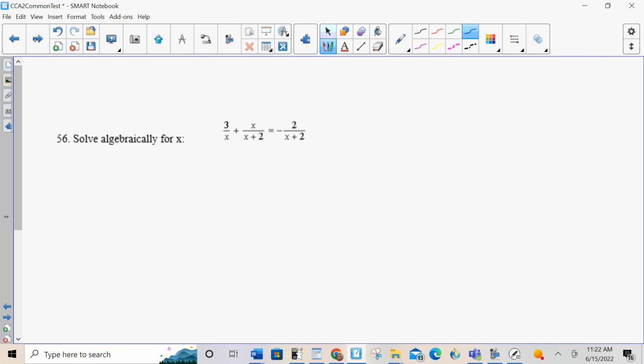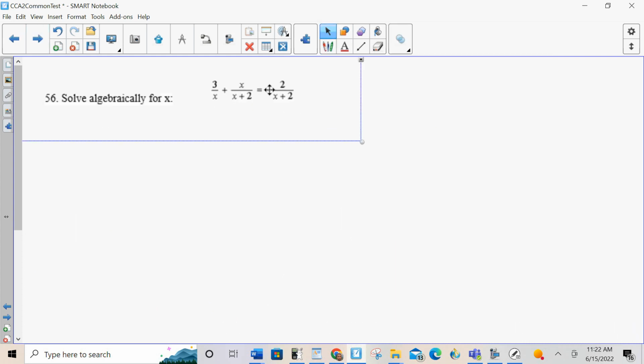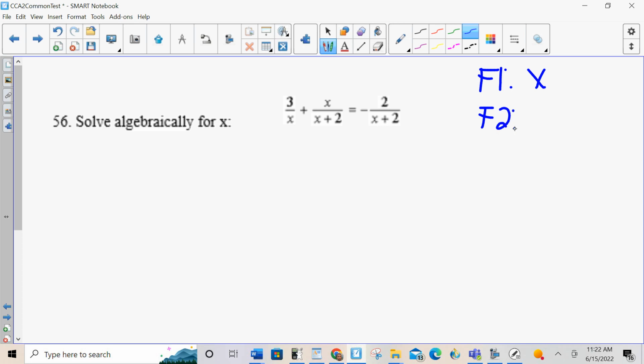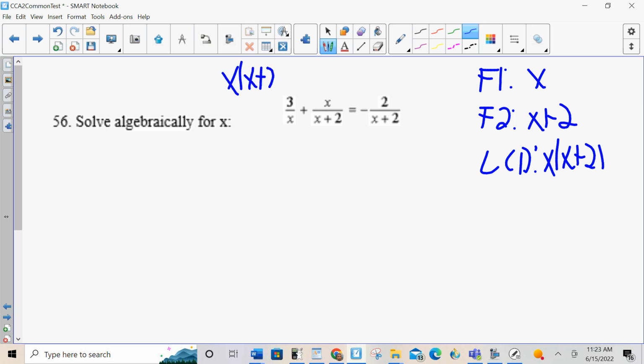A fractional equation. To solve a fractional equation, I want to multiply by the LCD. To get my LCD, I list all my factors in all my denominators. I see an x, I see an x plus 2, so my LCD is x parentheses x plus 2. So I'm multiplying everything by the LCD. x's cancel, x plus 2's cancel, x plus 2's cancel.